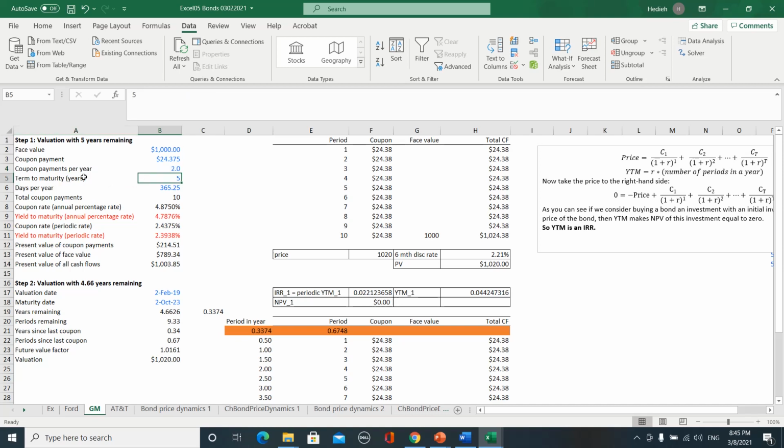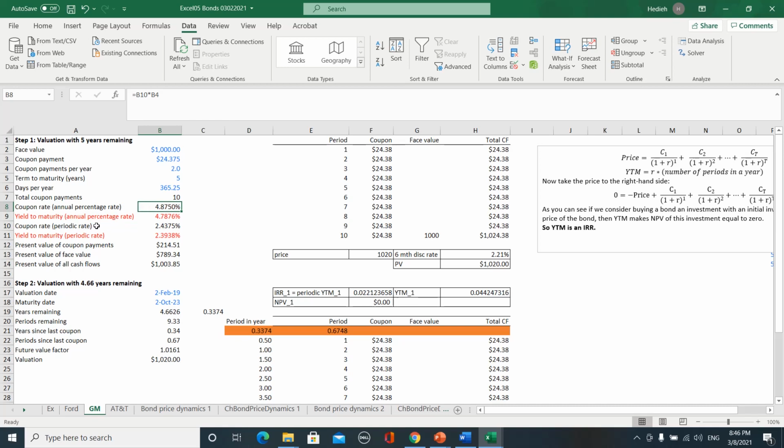So the number of periods that you have in 5 years will be 10 periods, because you will have 10 6-month periods. Then you know that you will have 10 coupon payments because you will receive coupon payments semi-annually. Coupon rate is given to you as an annual percentage rate and it is 4.87%. But you know that in fact your coupon payment happens every 6 months.